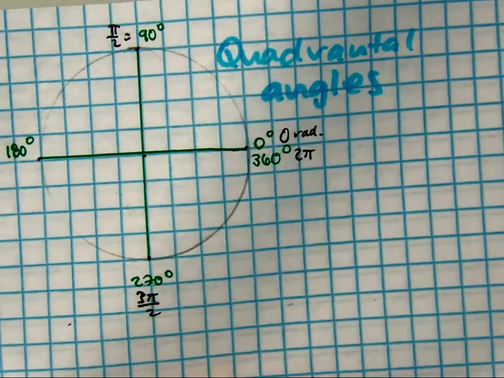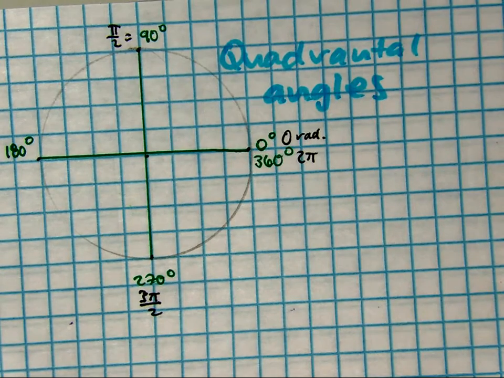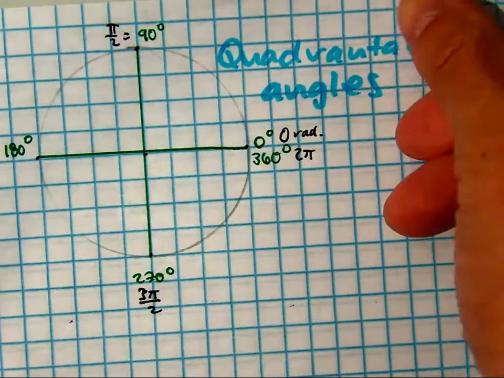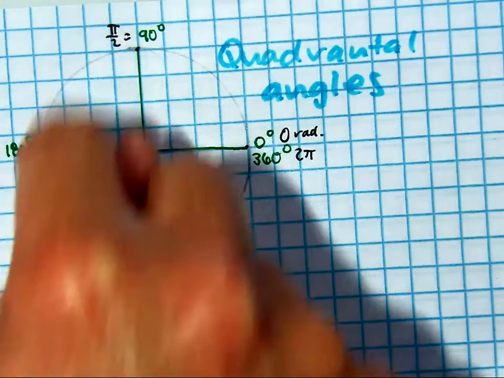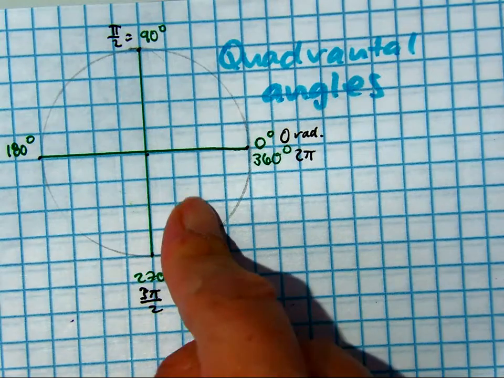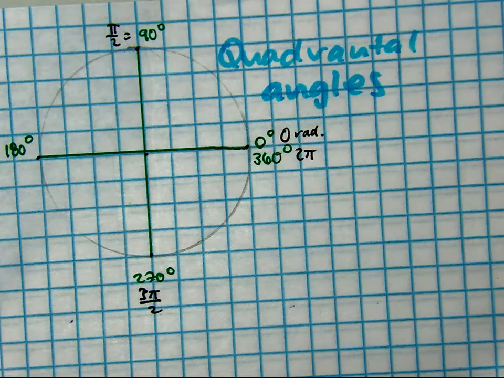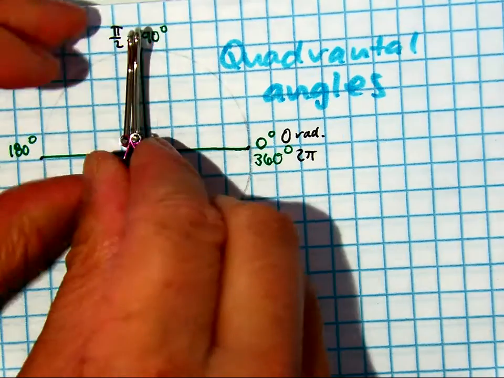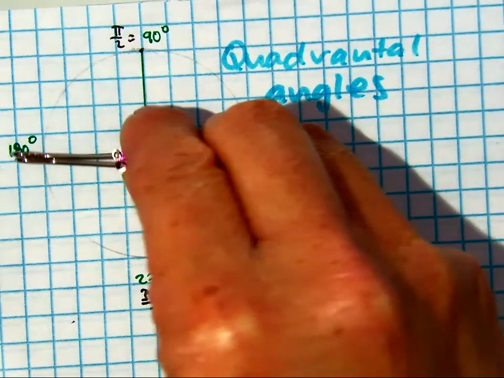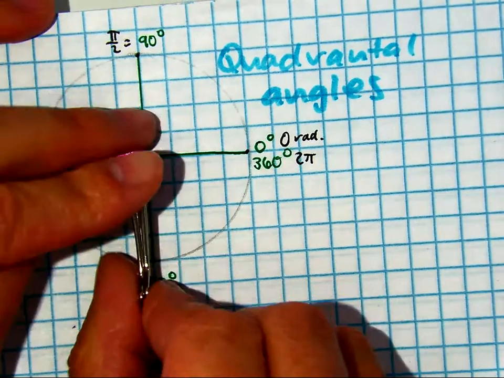Everyone say the quadrantal angles. Quadrantal angles comes from the word quadrant, and the axes separate the 4 quadrants. But we're going to figure out that if your terminal side ends on the line, they call those quadrantal angles.